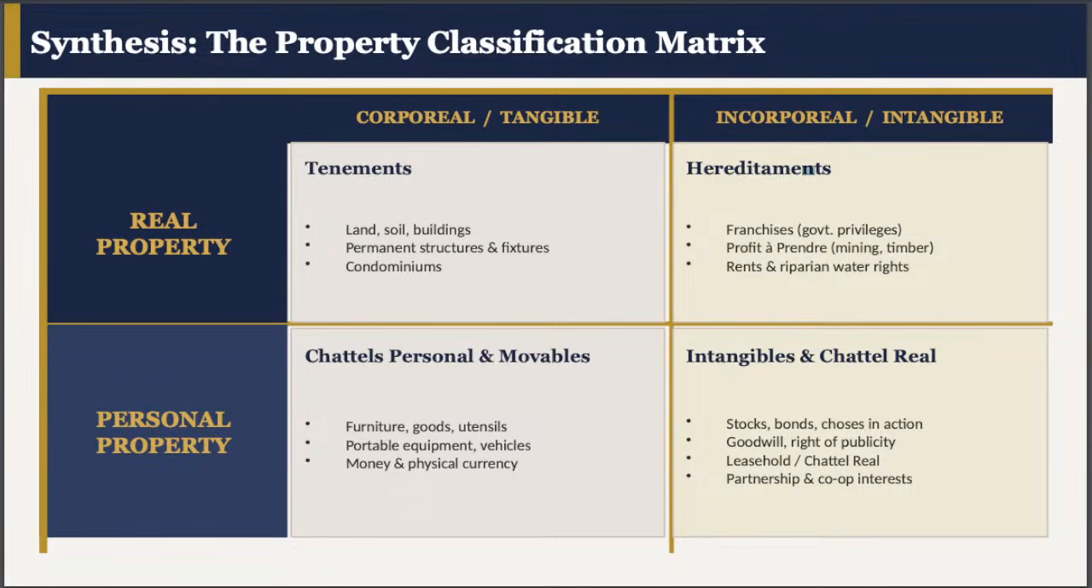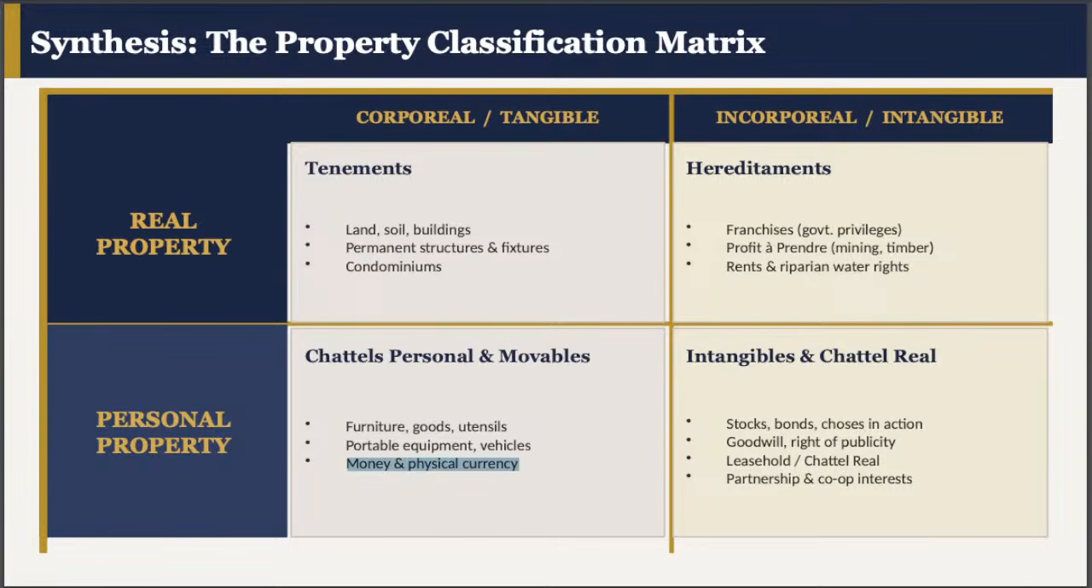So we also have personal property. These are the two big categories: real property, the tangible side, and the broader one that includes intangible rights or interests. And then we have personal property. On the tangible side, we have chattels personal, and movables. Sometimes just called chattels, but chattels personal to be specific, and movables. Things like furniture, goods, utensils, portable equipment, vehicles, money, and physical currency.